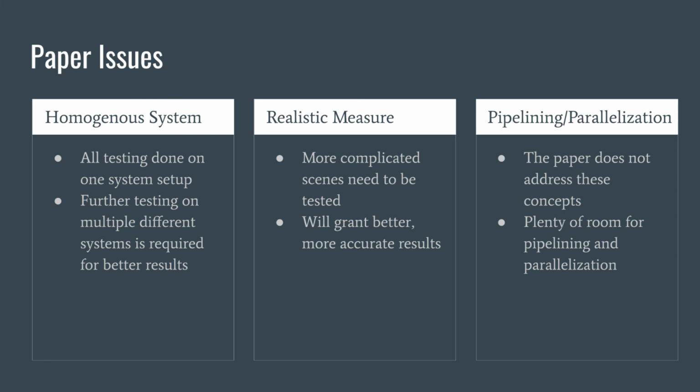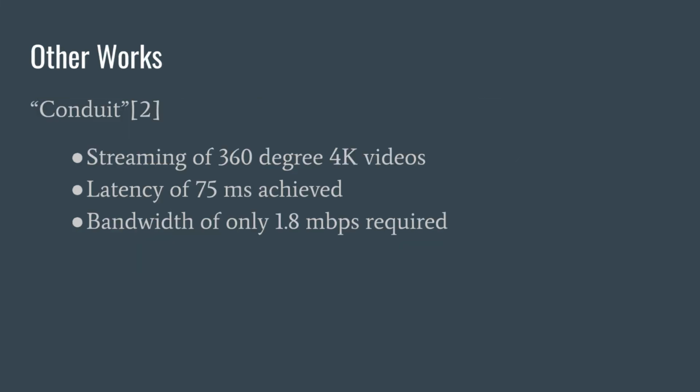Another issue is there is plenty of room for pipelining and parallelizing operations that is not addressed in the results of the paper. Finally, the paper is a proof of concept and does not fully implement any solution. A fully implemented solution is still required to validate claims of the paper. The paper's final section is to look into other work done in this field. We will start by looking at one of the papers already mentioned in this presentation, Conduit.